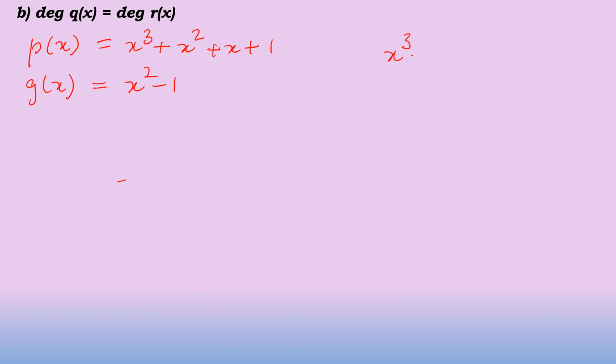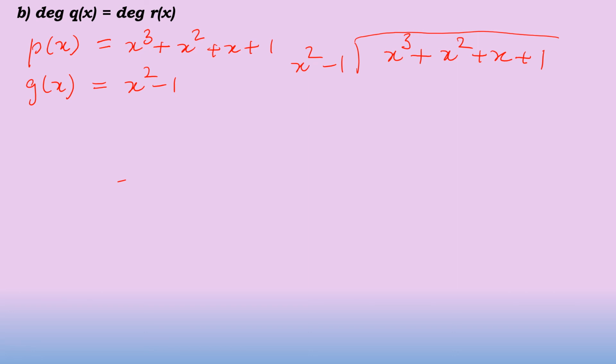Now, we need to find the polynomials that satisfy the condition degree of q of x equal to degree of r of x, for which let us take a polynomial p of x is equal to x cube plus x square plus x plus 1 and g of x, which is our divisor, is equal to x square minus 1. So now let us divide x cube plus x square plus x plus 1 by x square minus 1.